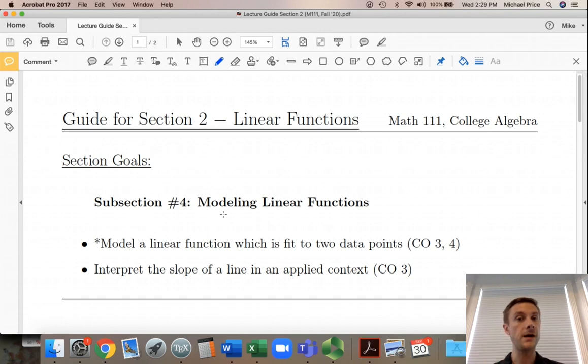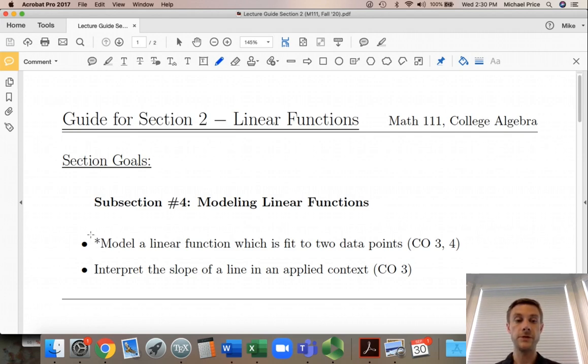So usually when we say modeling, what we mean is something involving word problems, something involving translating English into math and then making something out of that. So when we say modeling linear functions, typically what we mean is there's going to be some kind of written description and we're going to have to make a line out of that. That's what we're up to.